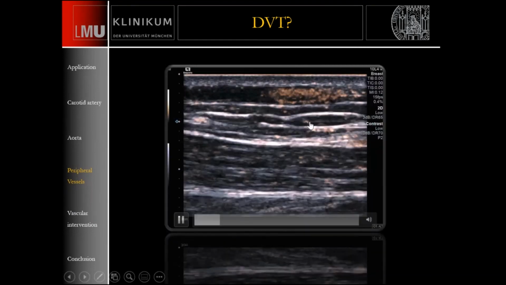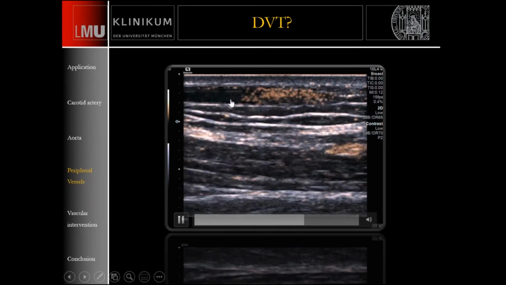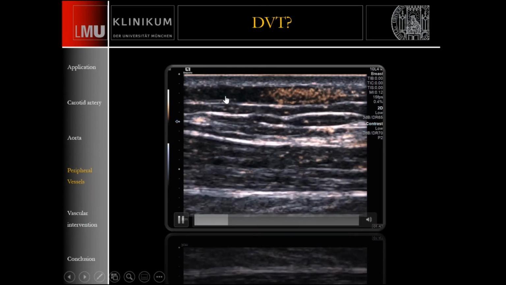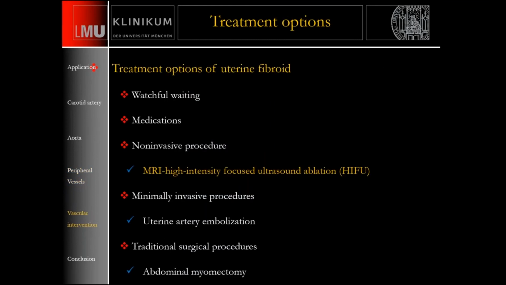Also here you could see this is partial vascularization inside, but the contrast is stuck inside. And then we see tiny bubbles show up also here in this part of the deep vein thrombus. My last part will be the treatment options of uterine fibroma.